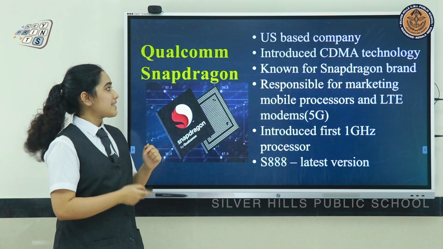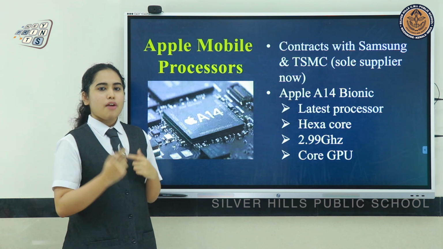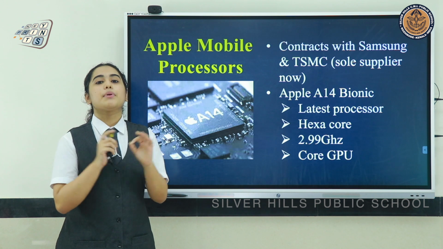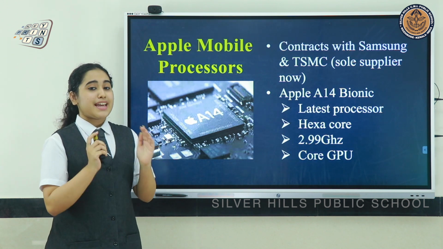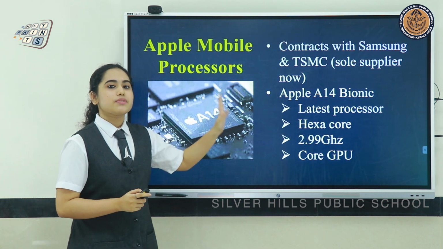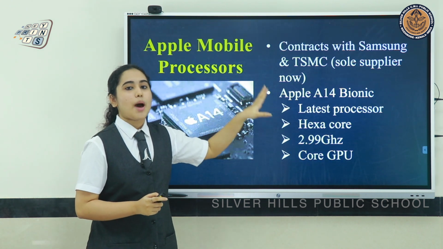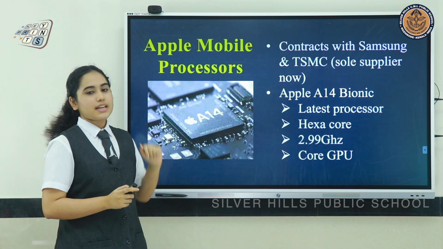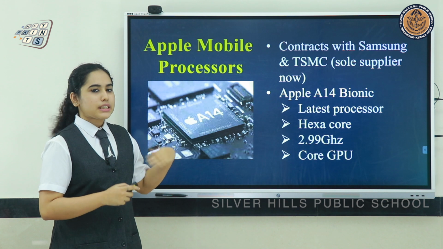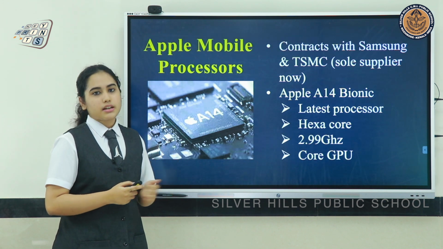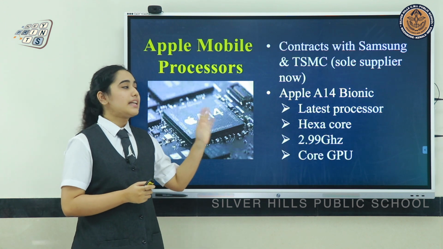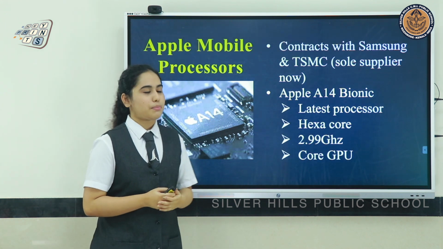Now coming up next is Apple mobile processors. I have like 2 slides about Apple mobile processors, but my first point is Apple does not manufacture processors. Yes, Apple doesn't manufacture processors. Then what does it do? It kept a contract with Samsung Electronics and TSMC. TSMC is Taiwan Semiconductor Manufacturing Corporation. But recently, Apple stopped its contract with Samsung Electronics, and now TSMC is its sole supplier.